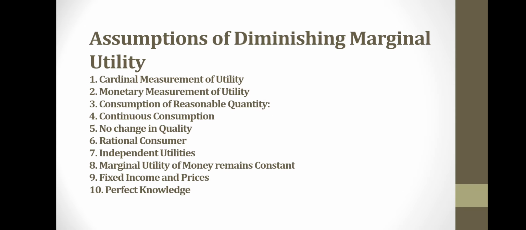We have some assumptions of the law. Utility can be expressed in cardinal numbers like 1, 2, 3. Based on this law, the utility is measurable. The utility of a commodity depends upon its own quantity rather than the quantity of other commodities. There is a rational consumer and there is no change in the price of the commodity and its substitute.